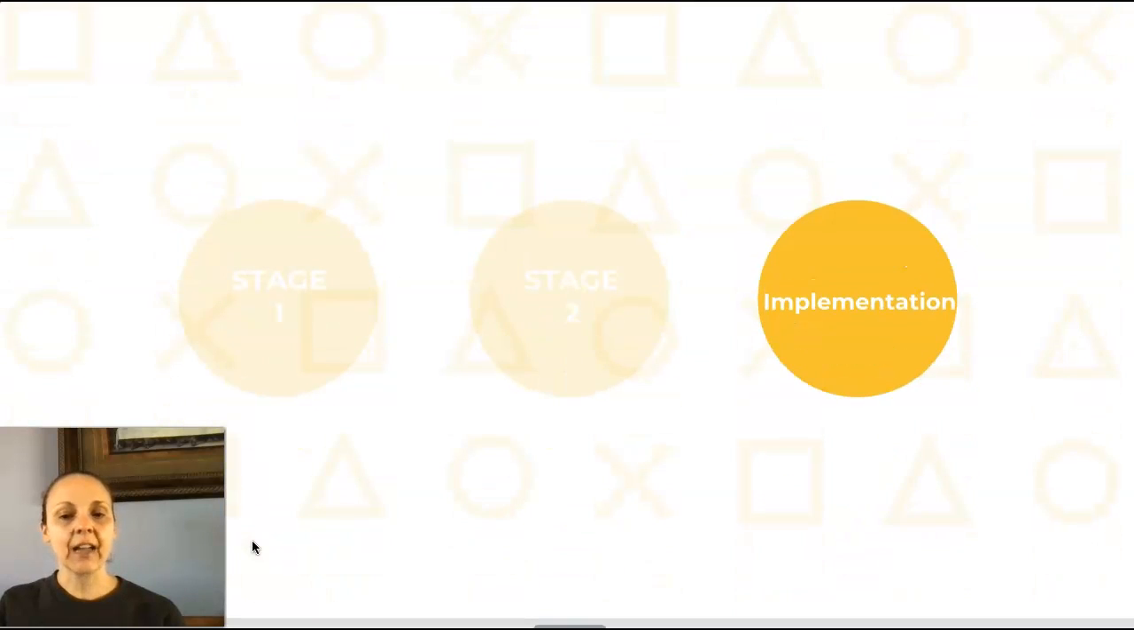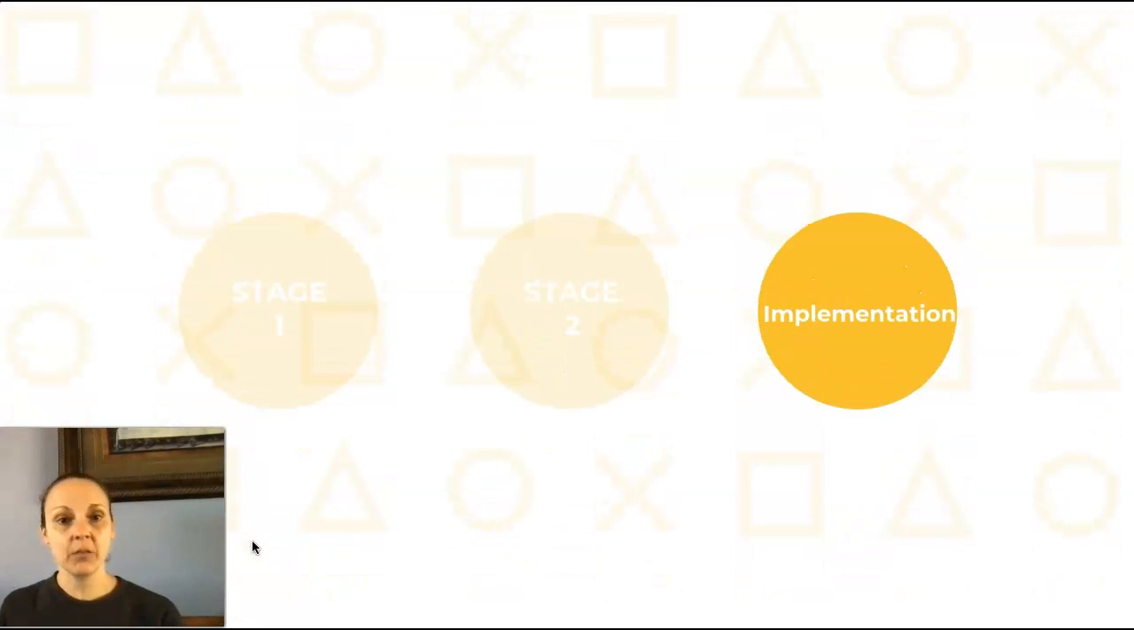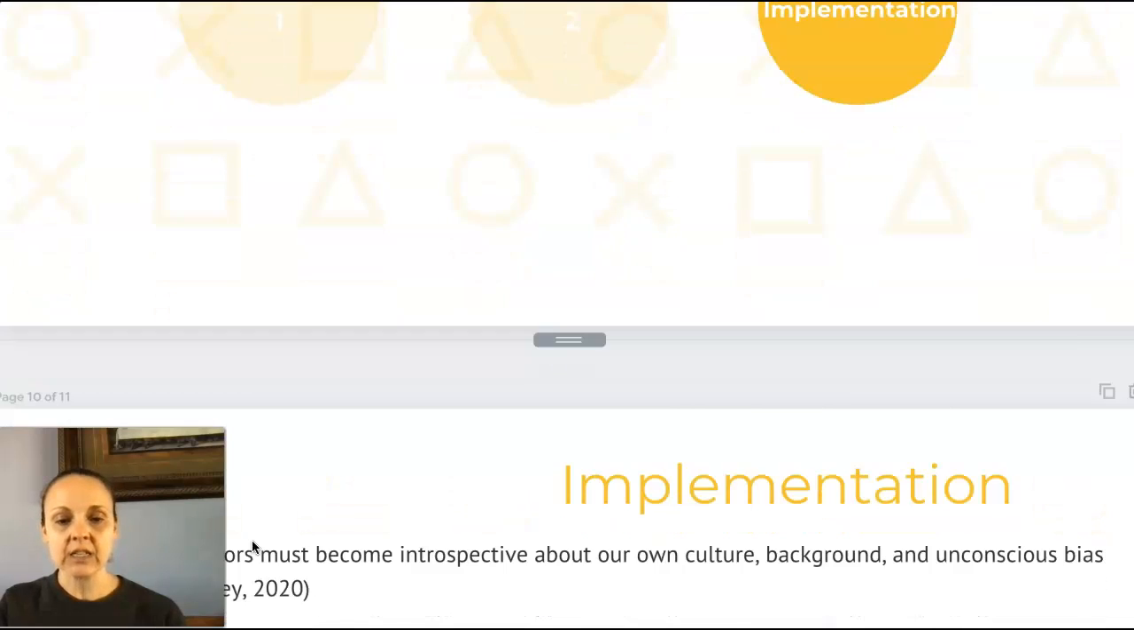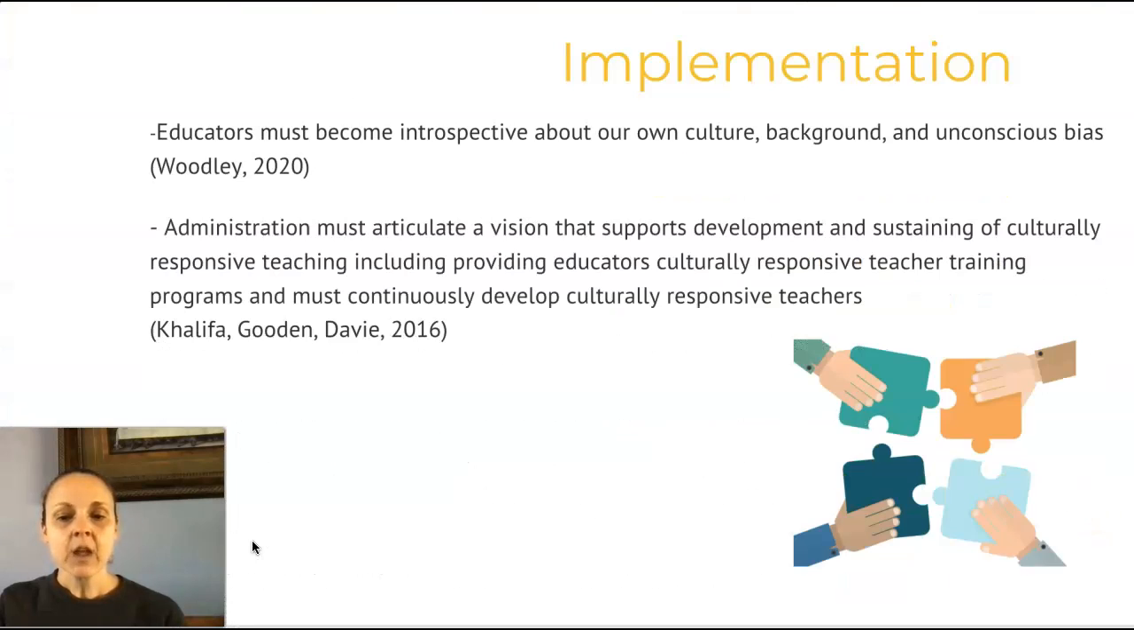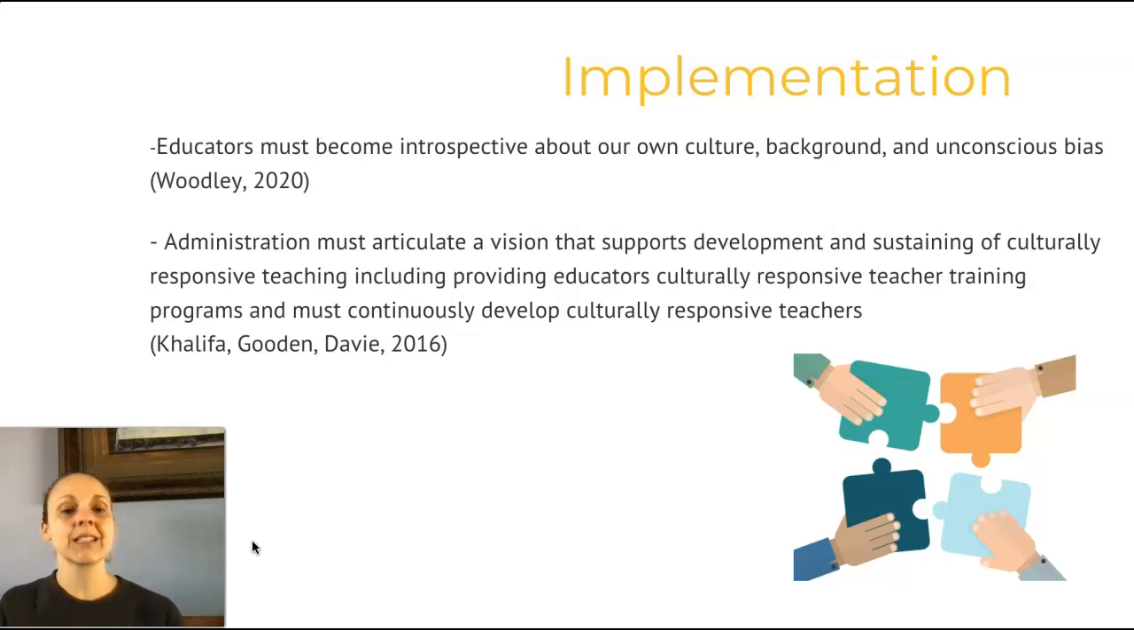So now we're going to look at who's affected and how we can implement these two things in our district. It's important to know that educators must become introspective about their own culture, background, and unconscious biases. This is probably the first step. If teachers, educators, and administration have biases, we need to understand that before we can become culturally responsive in our instruction and truly implement these practices so that it benefits all of our students.